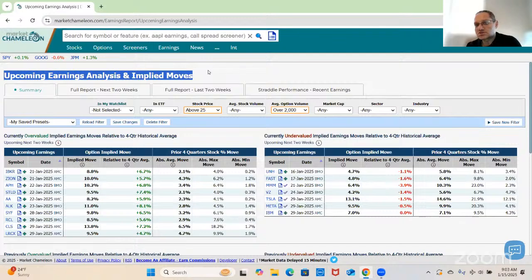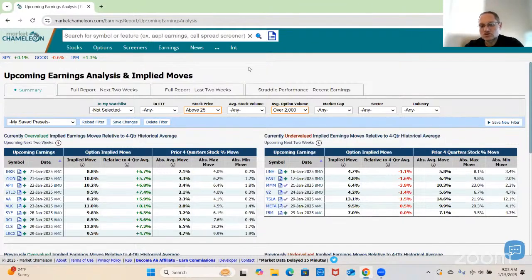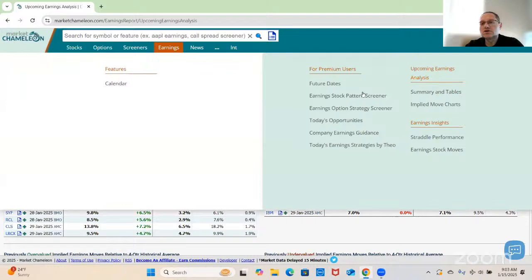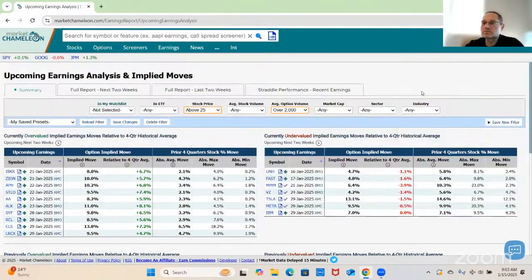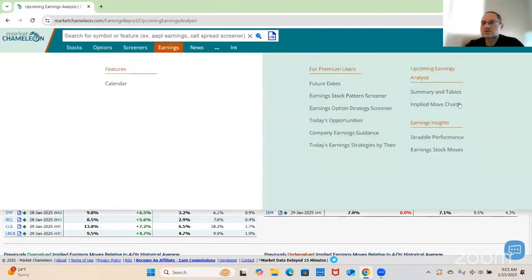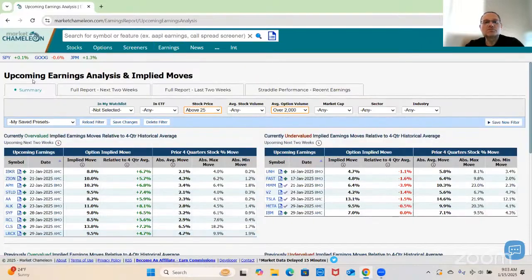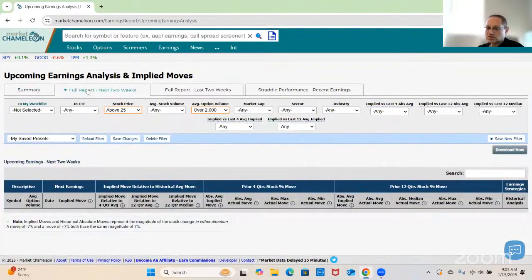run that analysis. So let's start out first to get to this page under earnings. We're going to come over here. On summary and tables, you click on it, come up to this page, upcoming earnings analysis, and this has different tabs. One is kind of a summary table, but we've covered this in the past. I'm going to go to the next tab for our purposes, this full report next 2 weeks.